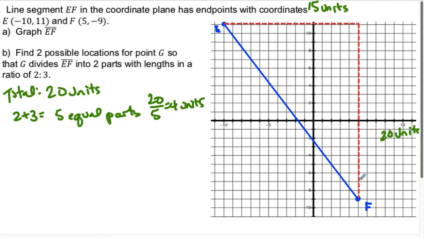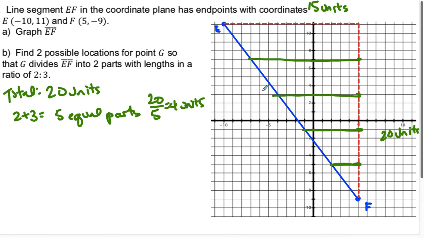So that's 1, 2, 3, 4. Mark it. Then 1, 2, 3, 4. Okay, so you want to mark that. 1, 2, 3, 4. Mark that. All right, 1, 2, 3, 4. Mark that. Then 1, 2, 3, 4. So that makes 5 in total. That's 1, 2, 3, 4, 5.